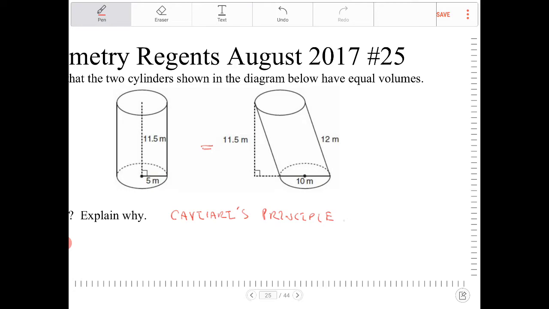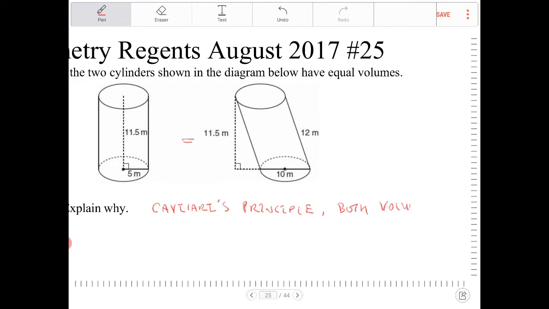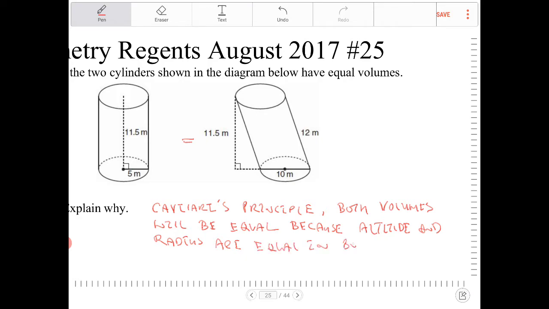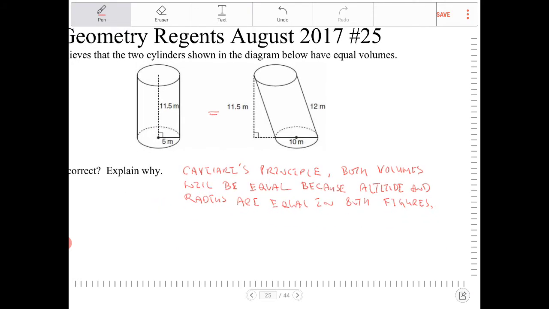So both volumes will be equal because altitude and radius are equal in both figures. So because of this, you can actually figure out what the volume is.